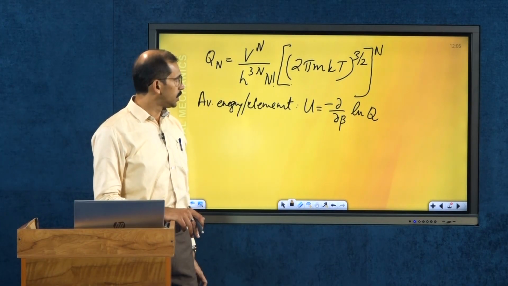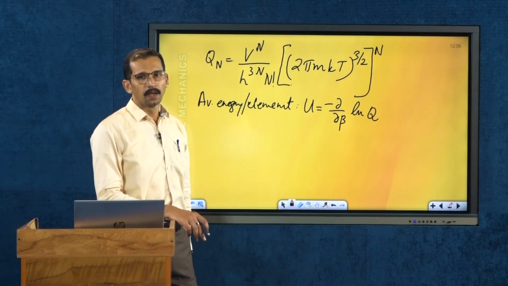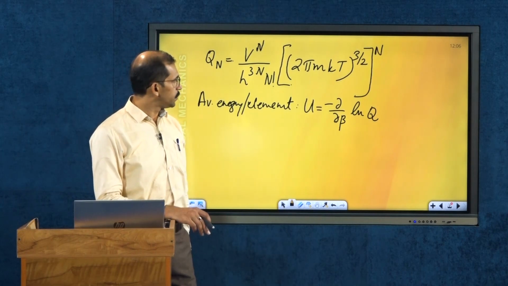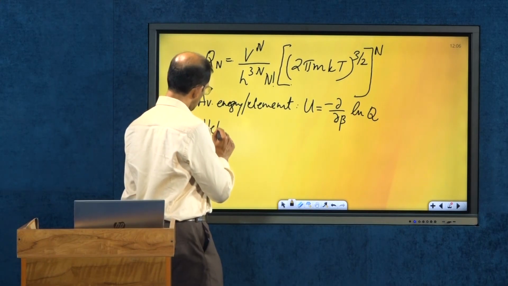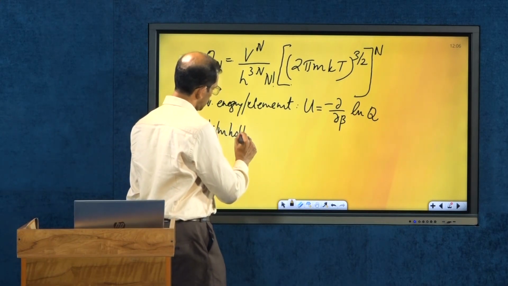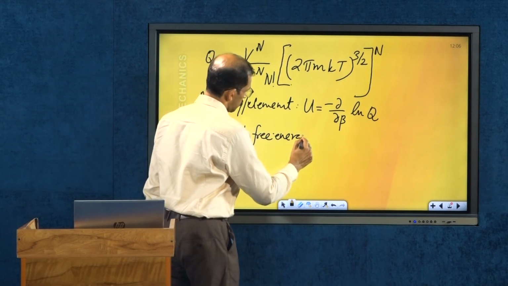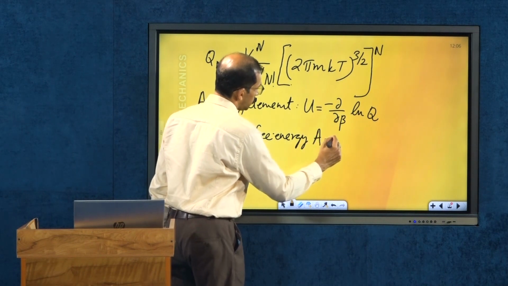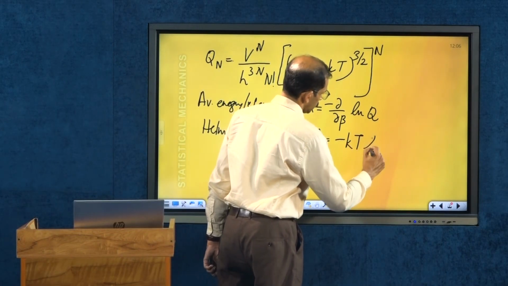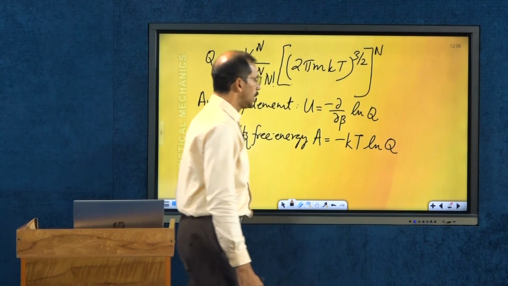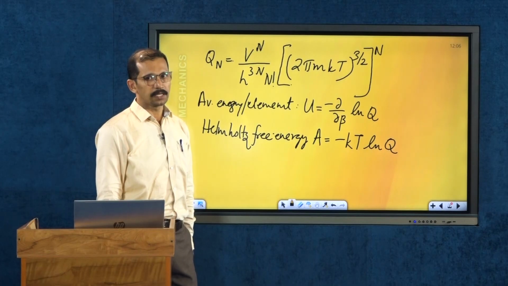per element. The next important parameter which we had discussed earlier in one of the episodes was the Helmholtz free energy, right? Which we normally designated by A, and the expression is minus kT ln Q, right? So we have the average energy and the Helmholtz free energy expressions over there.